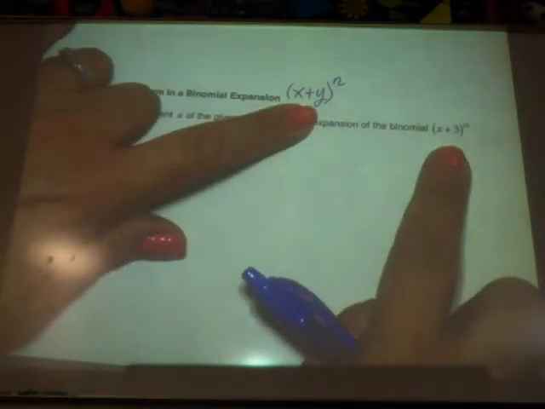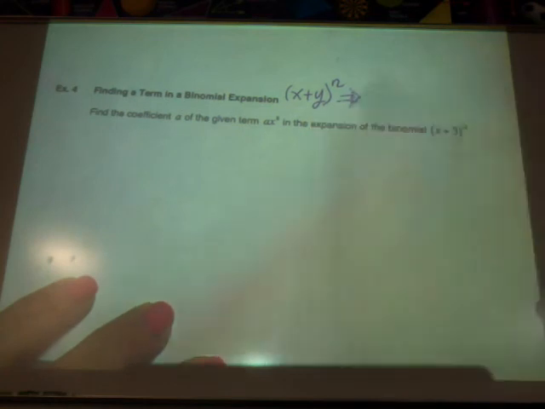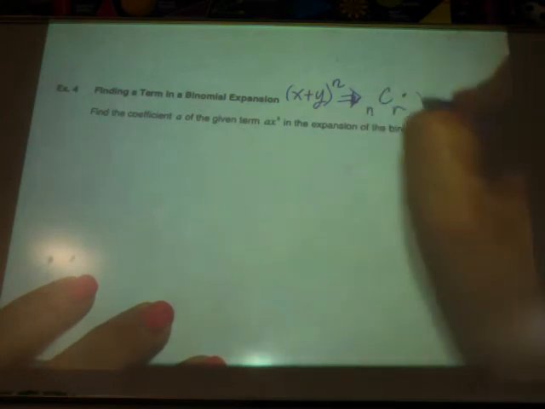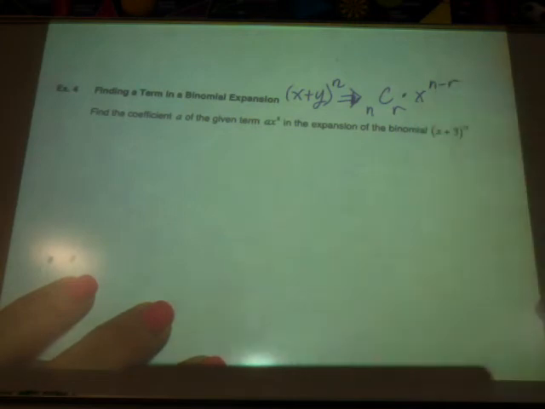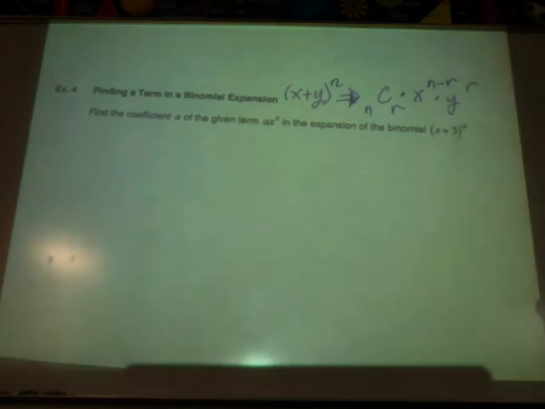And in our case, our x still is x, but what's our y? 3. And what's our power? 12. So I know that n is 12. To get any coefficient of any term in the sequence, you're going to use the combination of n items taken r at a time times x to the n minus r times y to the r. Well, we know n, we know x, we know y. What don't we know? r.